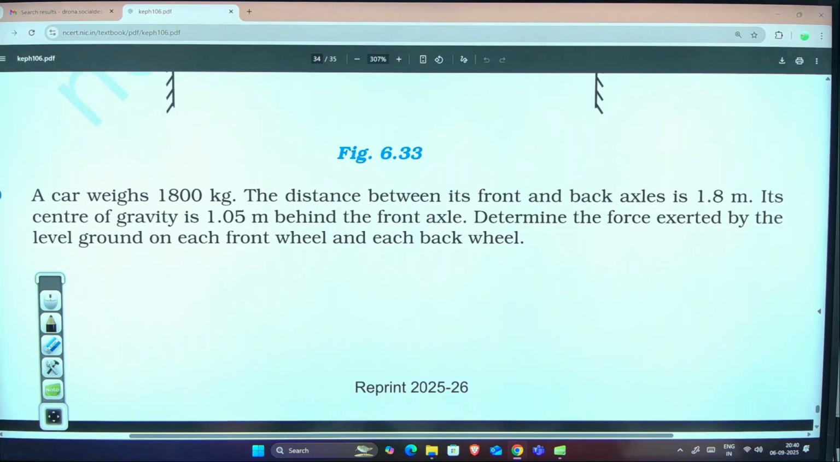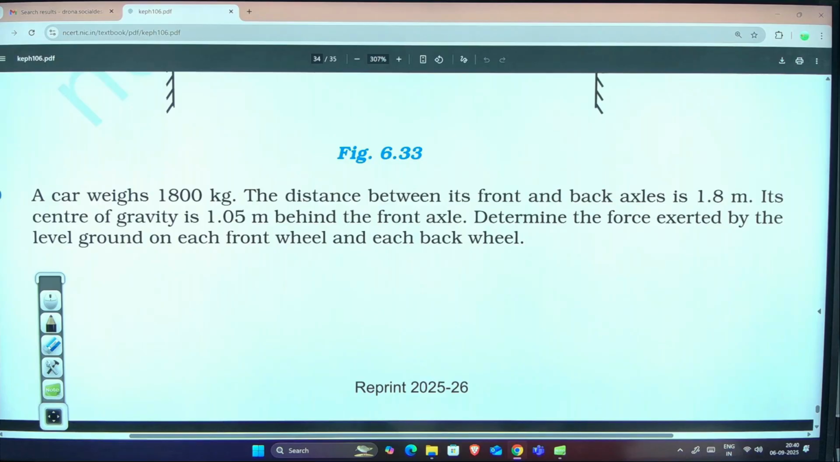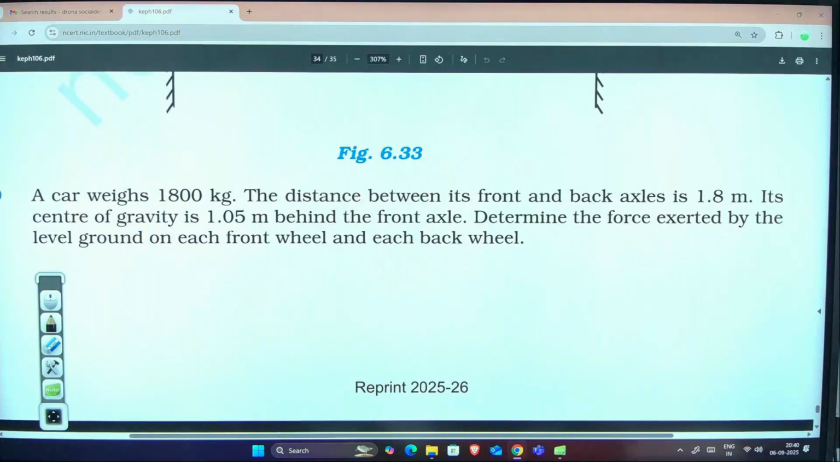A car weighs 1800 kgs. Distance between its front and back axle is 1.8 meter. Quite less. Okay. Its center of gravity is 1.05 meter behind the front axle. Determine the force exerted by the level ground on each front wheel and back wheel. Good question. Assuming that all the wheels have same mass. You have to use theory of moments only.